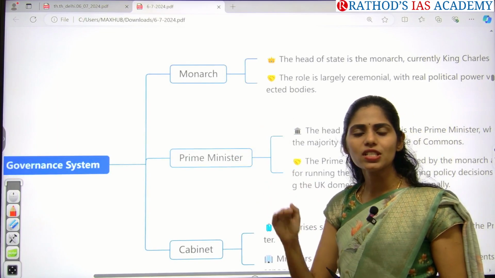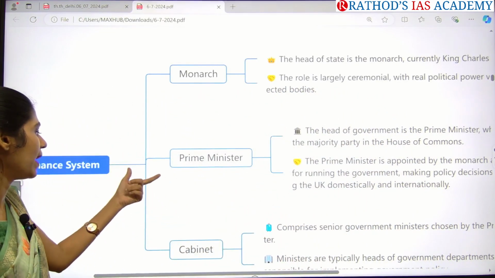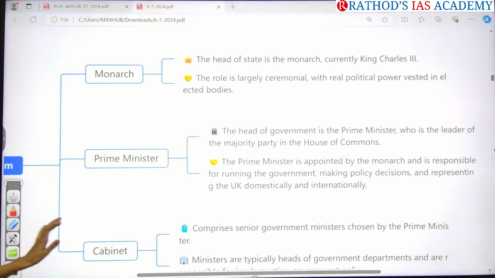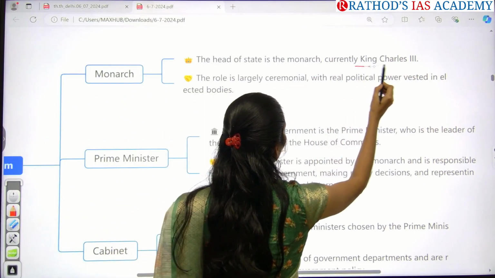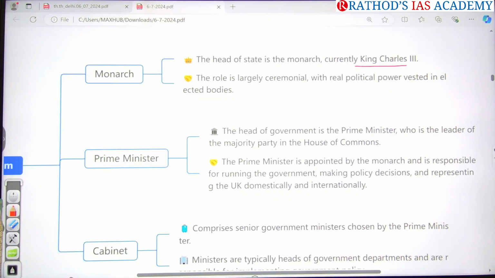In this governance system of the UK we have three tiers. The first one is the monarch, the second is the prime minister, and the third is the cabinet. The monarch is the head of state, for example currently King Charles III, and he also plays a very important ceremonial role here.